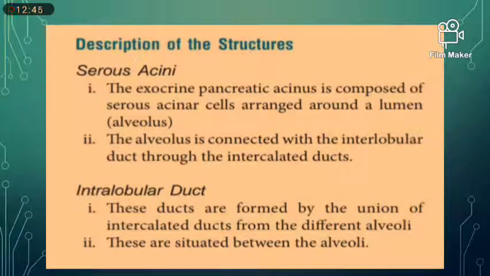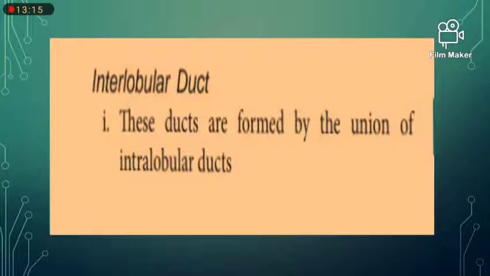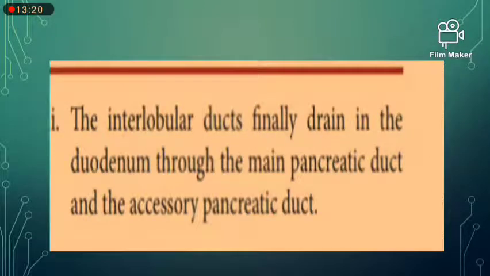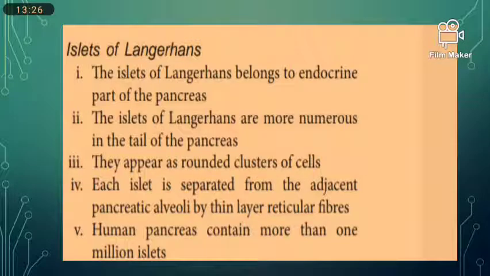Serous acini: the exocrine pancreatic acinus is composed of serous acinar cells arranged around the lumen of the alveolus. The alveolus is connected with the interlobular duct through the intercalated ducts. The interlobular ducts are formed by the union of intercalated ducts from the different alveoli. These are situated between the alveoli. These ducts are formed by the union of intralobular ducts. And intralobular ducts finally drain into the duodenum through main pancreatic duct and accessory pancreatic duct.